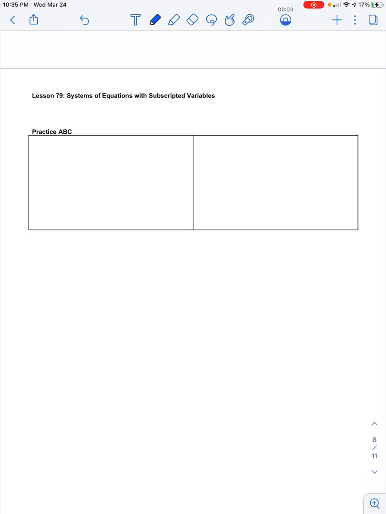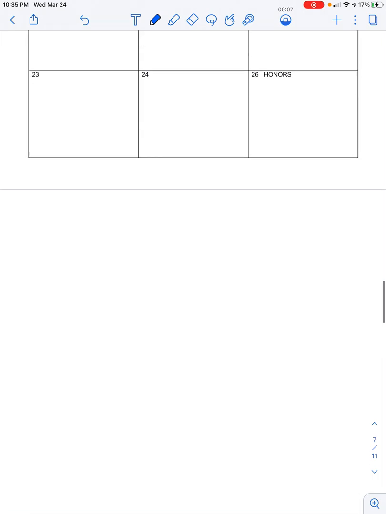Let's take a look at lesson 79 together. We're going to be talking about systems of equations with subscripted variables. If you recall with me, back in lesson 71, we were introduced to subscripted variables such as the number of nickels. Remember I told you that n sub n is going to end up eventually representing the amount of nickels, and we saw the number of dimes, or n sub d. We solved some problems using those subscripted variables.